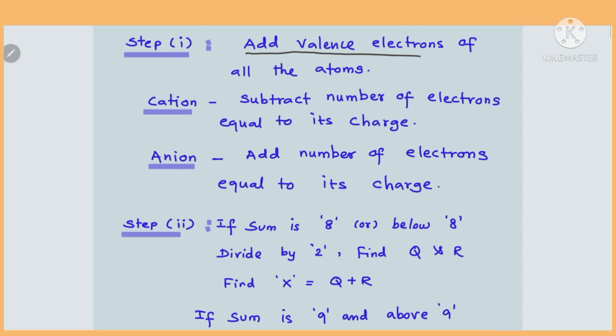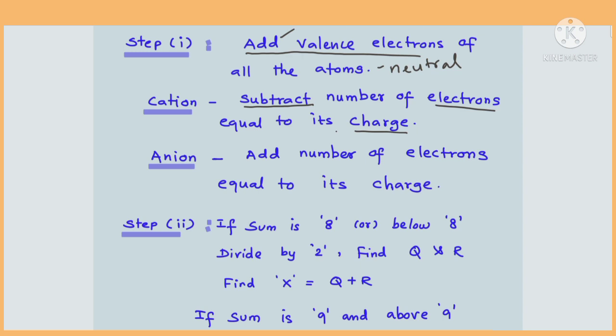If the molecule is neutral, you are just going to add the valence electrons of all atoms together. Suppose it is a cation, a positively charged species: first add the valence electrons of the atoms together and subtract a number of electrons equal to its charge. If a cation has a 2 plus charge, after adding the valence electrons, you have to subtract 2 electrons from that.